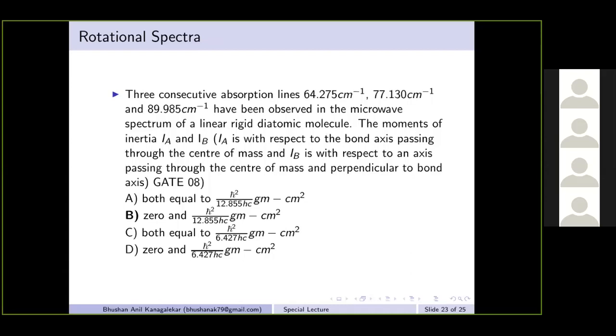Okay. I'll start again. So absorption lines are observed for the linear rigid diatomic molecule. The wave numbers of these lines are given as in the problem. So the moment of inertia IA and IB.